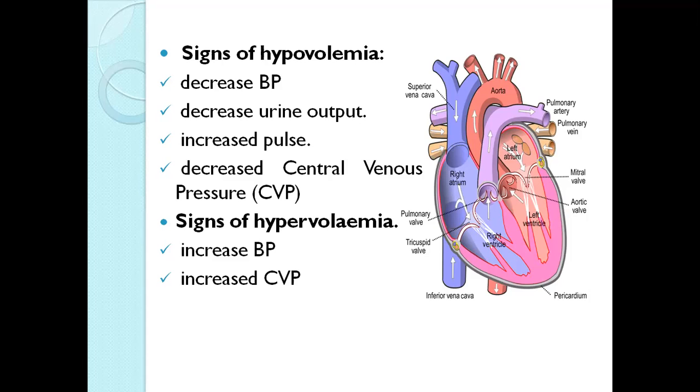Then hypervolemia, when does it happen? Suppose you are giving any form of IV infusion to the person, but you are not keeping a check on the patient. Overloading of the IV fluid might cause hypervolemia. So what are the signs? Firstly, the person will have increased blood pressure, and also an increase in the central venous pressure. These two signs are the opposite of hypovolemia. So these are important signs that we have to observe for persons after surgery, hypo and hypervolemia.